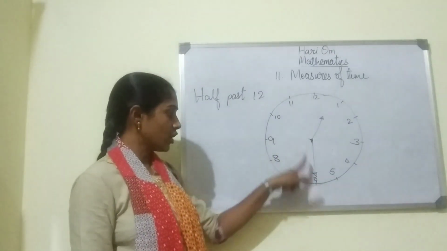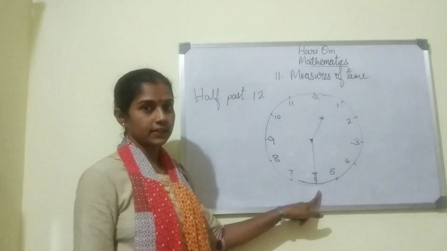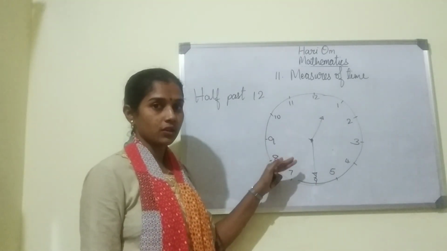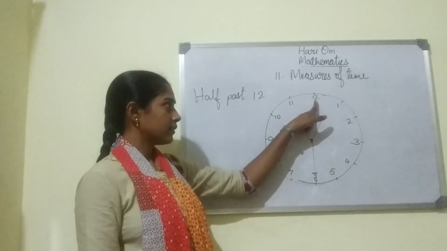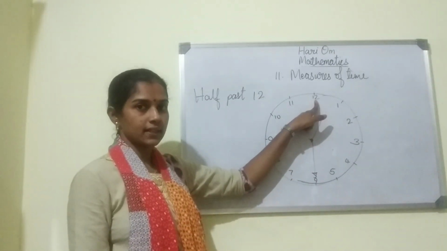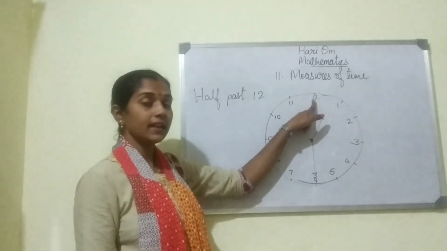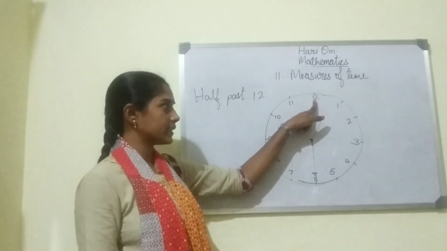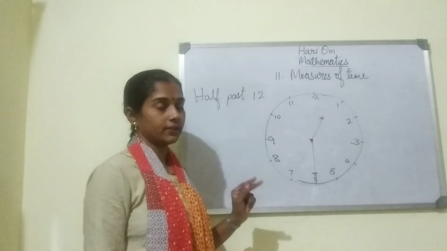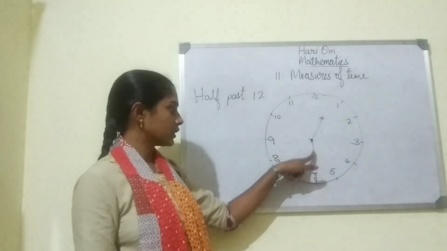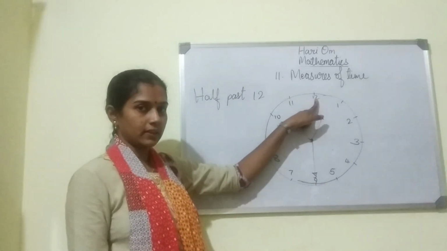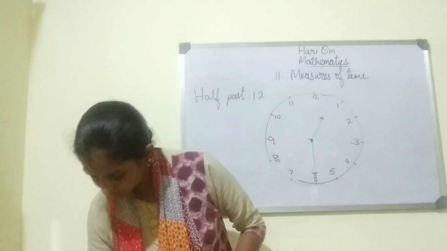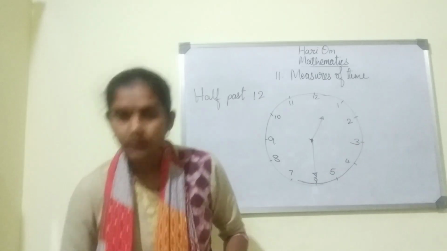In half past, always the long hand faces 6. If it is 5 o'clock or 6 o'clock, the long hand faces 12. If the long hand is at 12, it means o'clock. If it is 3 o'clock or 4 o'clock, the long hand will be at 12. If it is at 6, it is half past. Understood this, children?